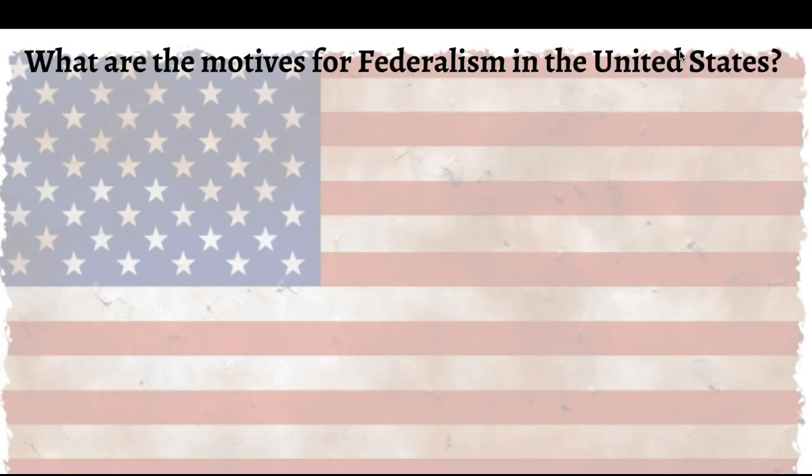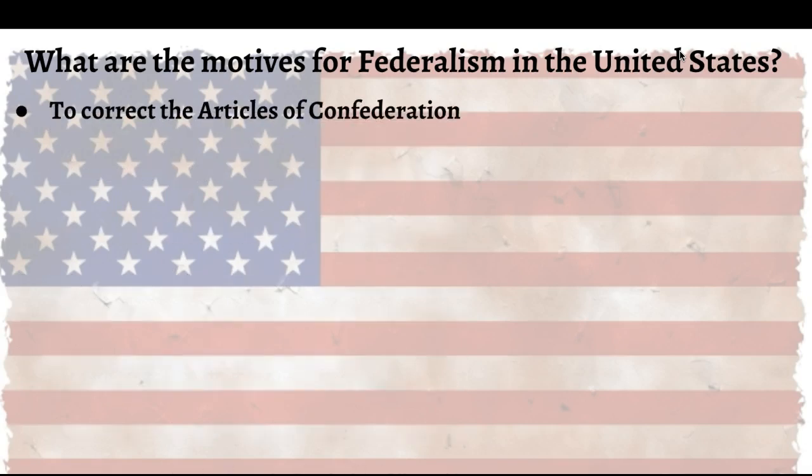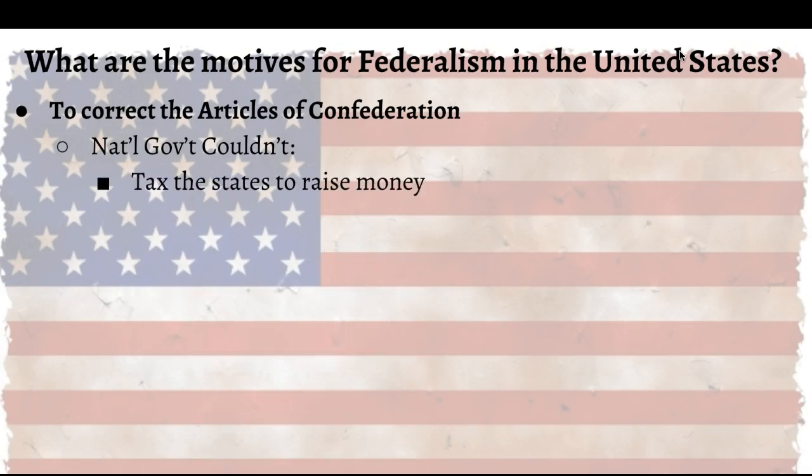So, what are the motives for federalism in the United States? Well, federalism is meant as a method to correct the Articles of Confederation. And if we recall, the Articles of Confederation did not create a national government that was very strong. The national government could not do things like tax the states to raise money. They couldn't lay taxes. They had to rely on states to voluntarily send money. And states didn't. And so it created a very, very weak government. The national government could not maintain an army.